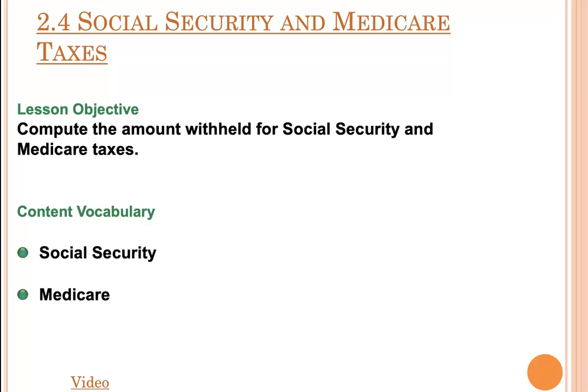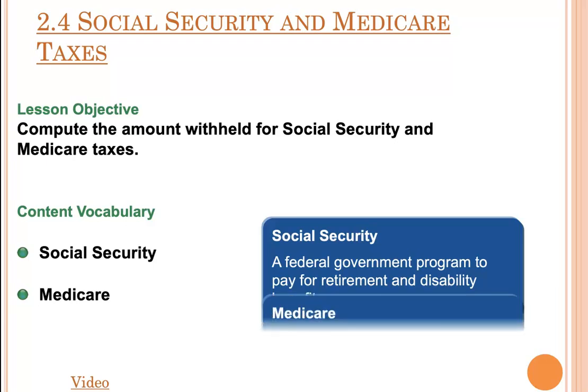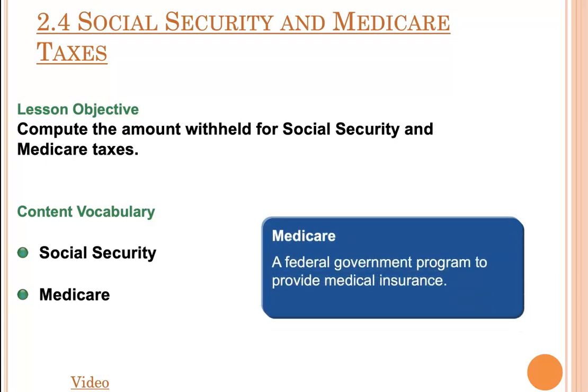Okay, 2.4, Social Security and Medicare taxes. Compute the amount withheld for Social Security and Medicare taxes. These are two more deductions that are automatically on your check when you work, deducted from your wages. So, Social Security, a federal government program to pay for retirement and disability benefits, and Medicare, a federal government program to provide medical insurance. Please pause the video so you can write those in your notes.